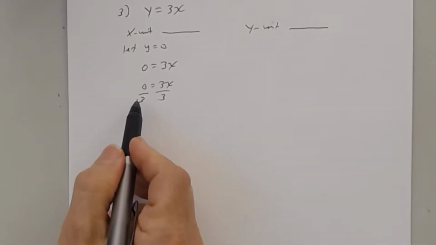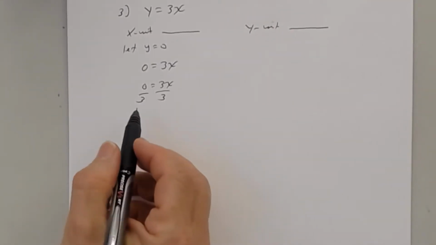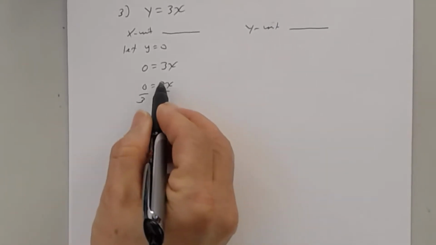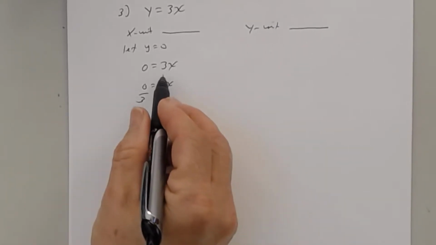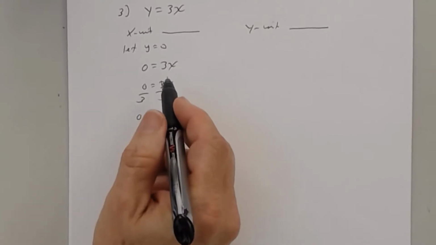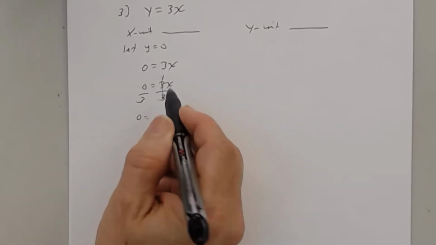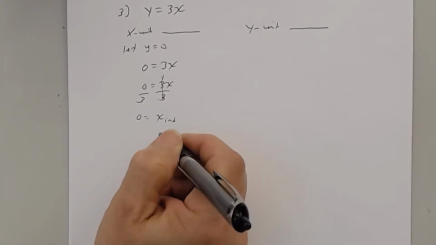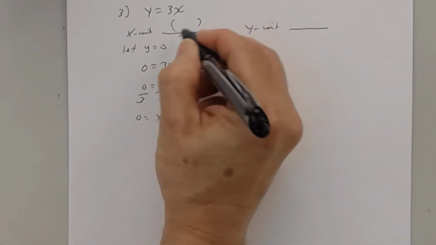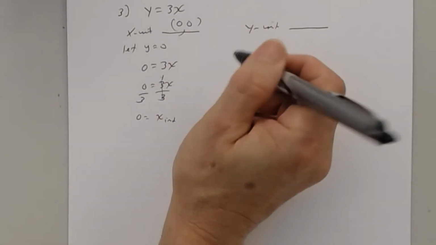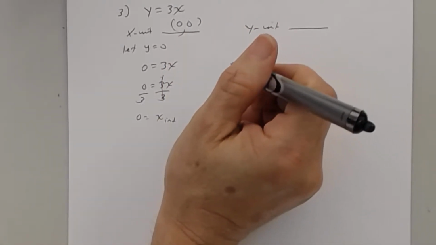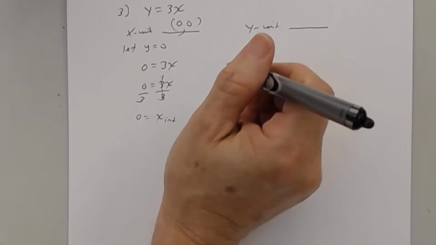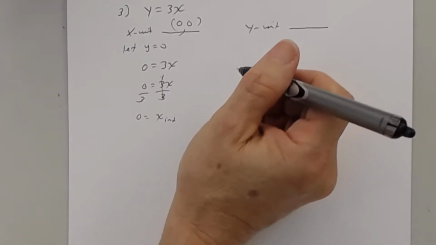So notice what happens. 0 divided by 3 is 0. 3 divided by 3 is 1. 1 times x is x. So my x-intercept is 0. As an ordered pair, what is that? 0, 0. Where's 0, 0? At the origin. 0, 0 is at the origin.